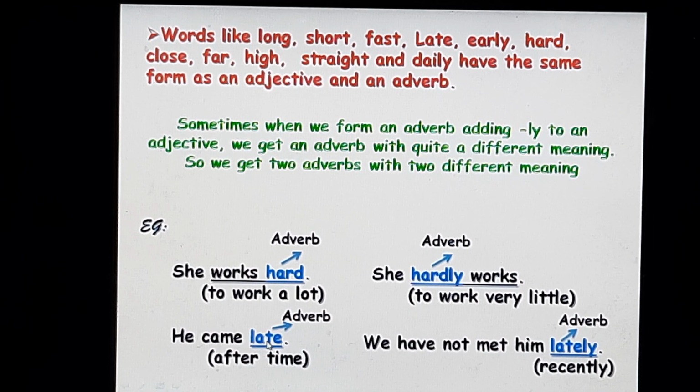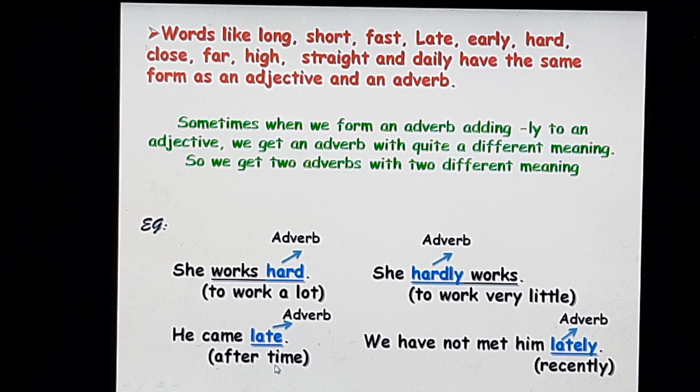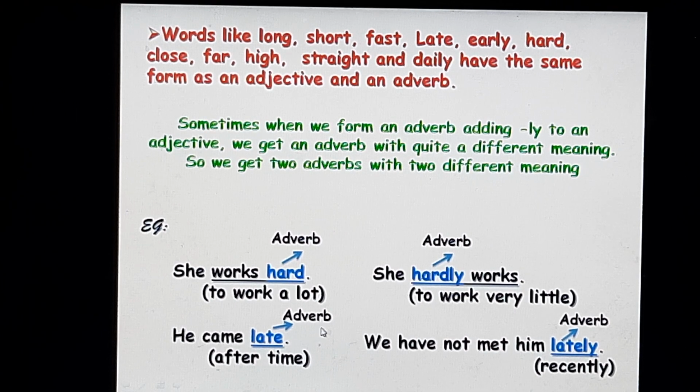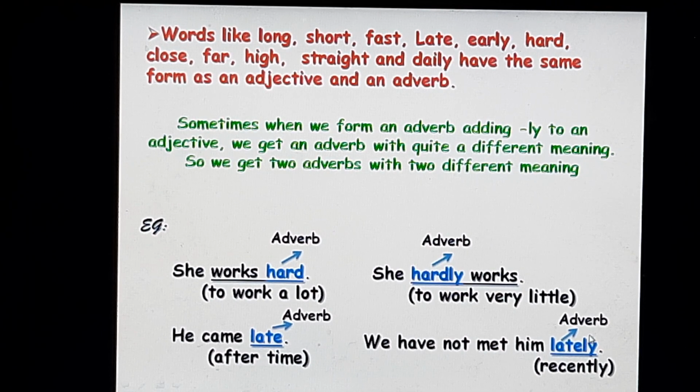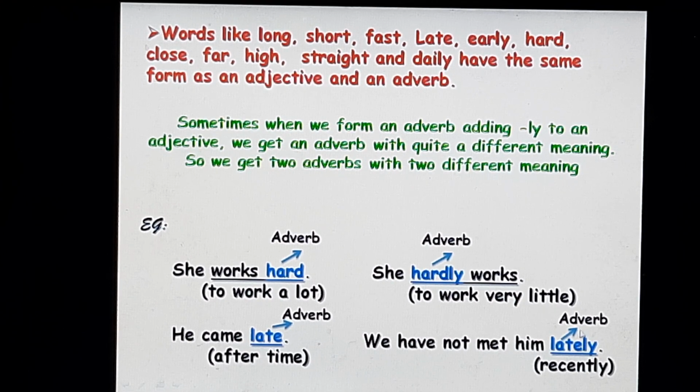He came late. Came when? Late. That is after the scheduled time. Late is an adverb. We have not met him lately. Not met him when? Lately. Lately meaning recently. That is also an adverb.